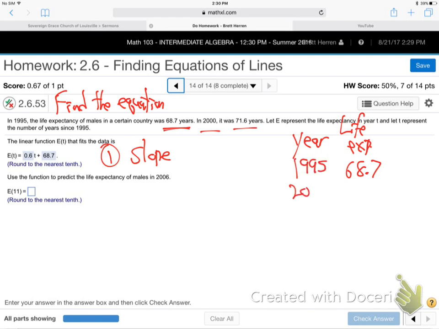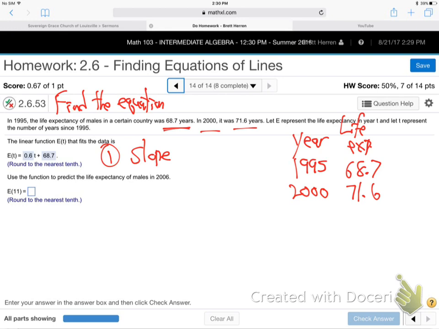1995 it was that. And in the year 2000, it was 71.6. With me so far? I'm just writing down the data. They're saying in 1995, life expectancy was 68.7. In the year 2000, it was 71.6. Okay, so what? Well, then one other thing.